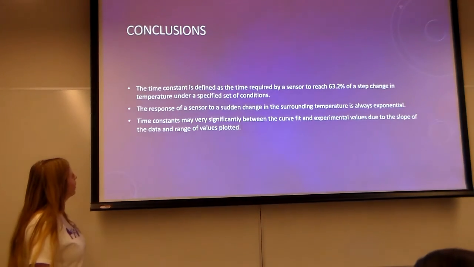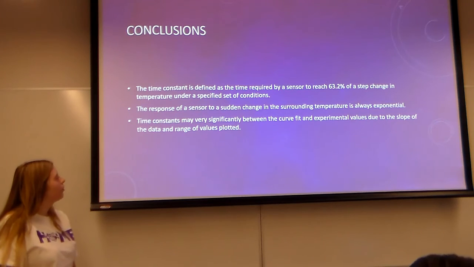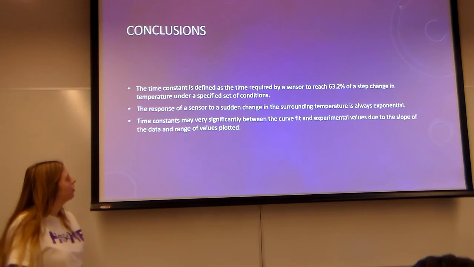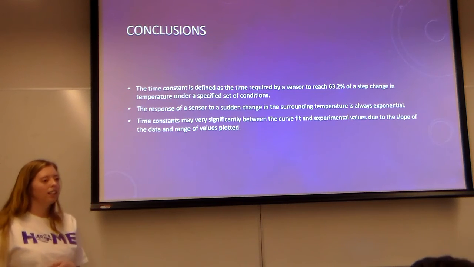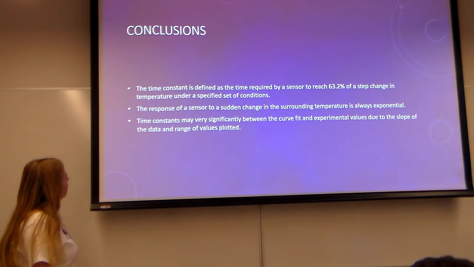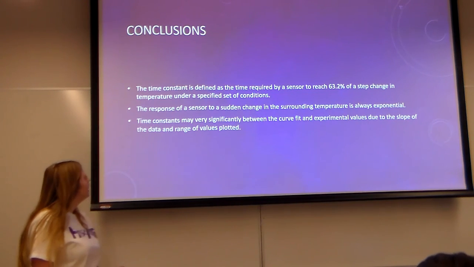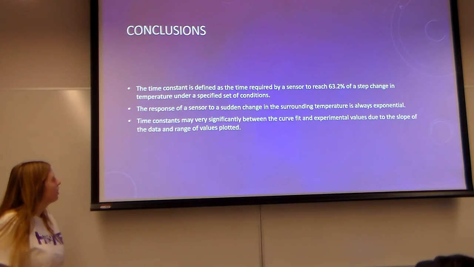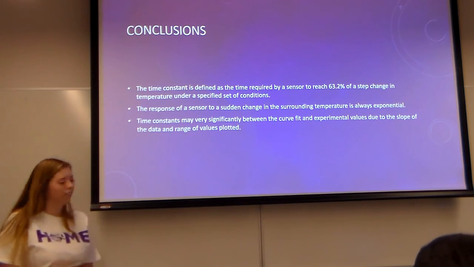And then my conclusions. The time constant is defined as the time required by a sensor to reach 63.2% of a step change in temperature under the specified set of conditions. It also helps you pick which sensor to use. The response of the sensor to a sudden change in the surrounding temperature is always exponential. And the time constants may vary significantly between the curve fit and experimental values due to the slope of the data and the range of the values plotted.